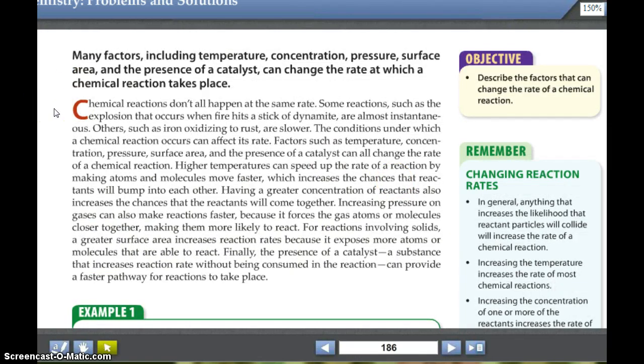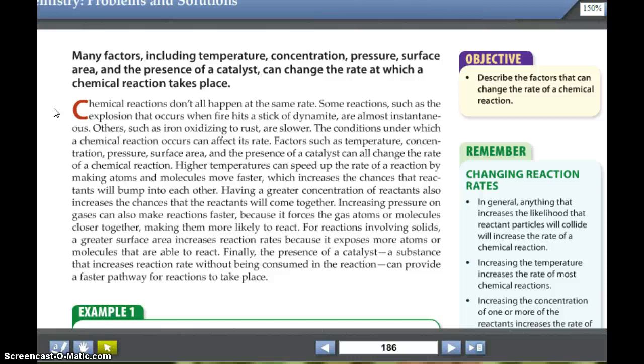Chemical reactions don't happen at the same rate. Some reactions, such as the explosion that occurs when fire hits a stick of dynamite, are almost instantaneous. Others, such as iron oxidizing to rust, are slower. The conditions under which a chemical reaction occurs can affect its rate. Factors such as temperature, concentration, pressure, surface area, and the presence of a catalyst can all change the rate of chemical reaction.